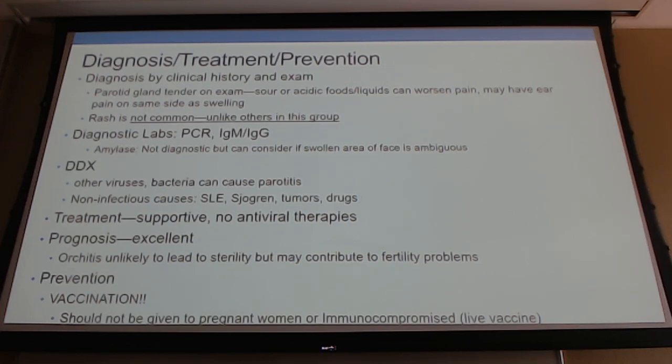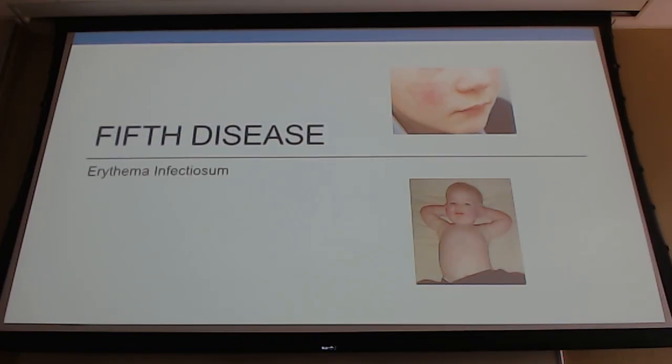Prognosis is excellent. Again, those fertility problems are what we see, typically later in life. So if you see a teenage boy who is unvaccinated, who has parotid issues, they're going to be much more likely to have fertility issues than, say, a 6-year-old. So, the difference. Again, prevention, vaccination. Still a live virus, so you're still not going to vaccinate if they're pregnant or immunocompromised.